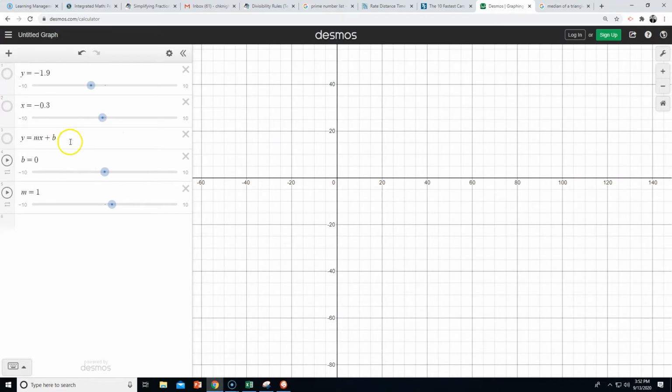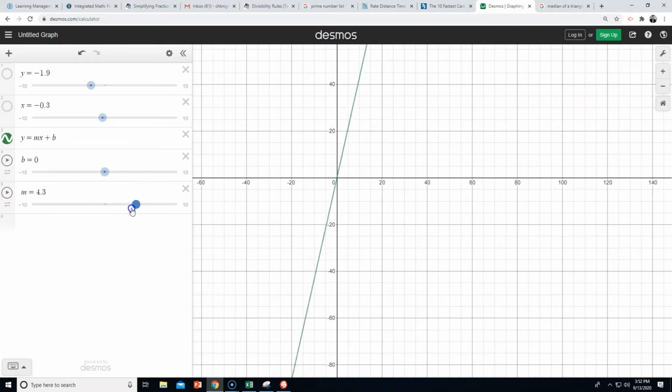Let's look at the y equals mx plus b. For right now, let's just imagine that b is 0. So we have no y-intercept we're going to deal with. So we're just going to deal with this guy. So right now our m equals 1, but I'm going to let it play, and you can just see what's going on. This slope is causing this guy to just kind of rotate about the origin right now.